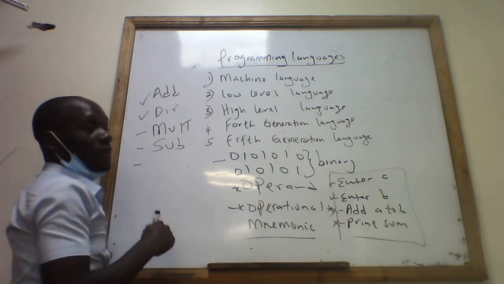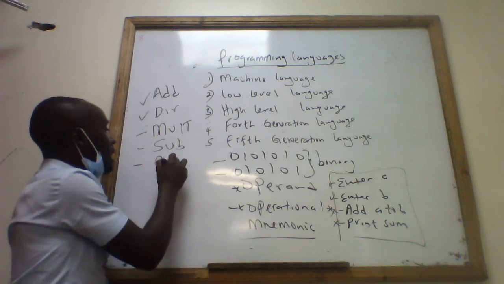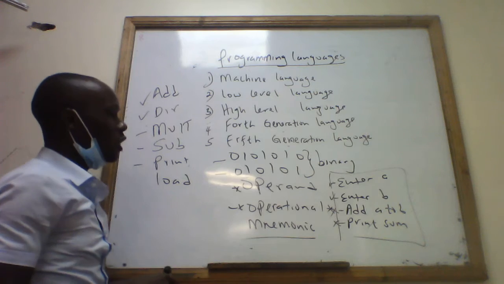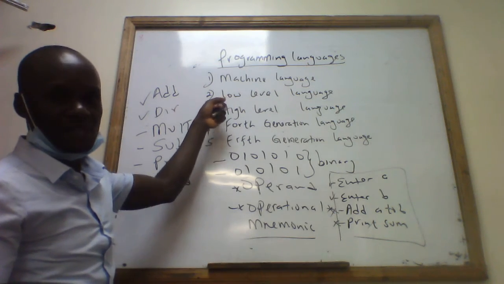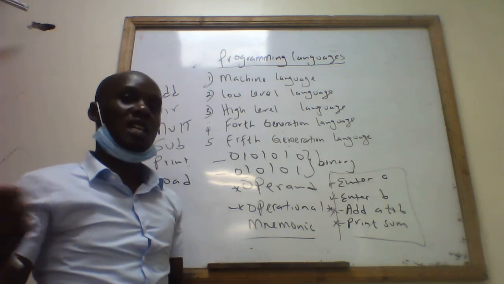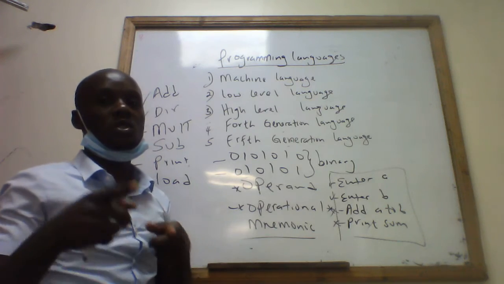If you want to print something, I say print. I can say load. These are examples of mnemonics. So any program written in low level must be translated, because the computer always understands what is written in zeros and ones. So the program written in low level must be converted to zeros and ones.